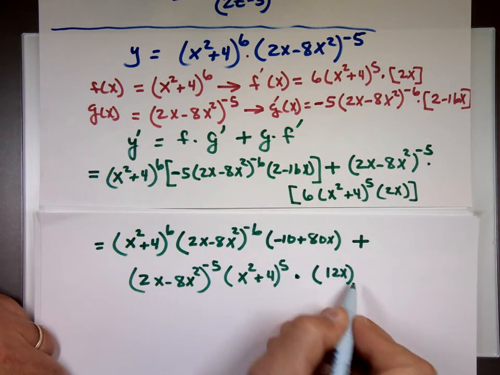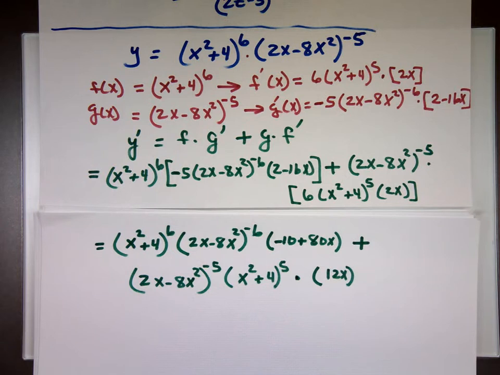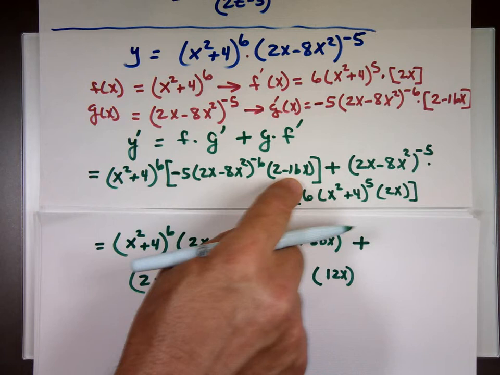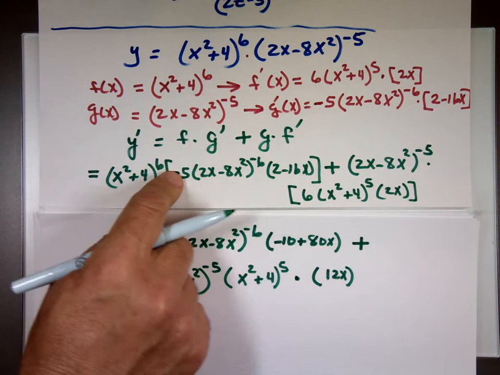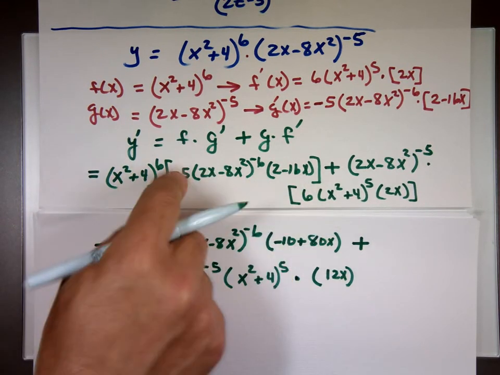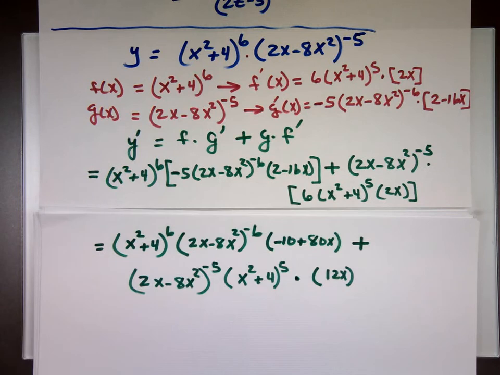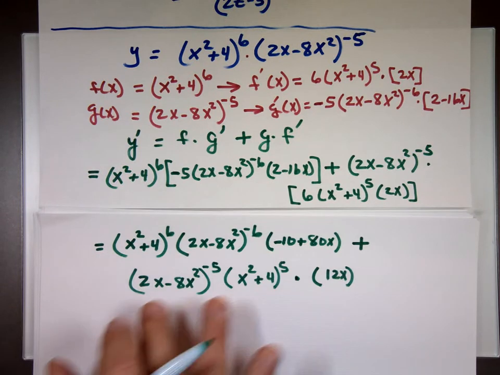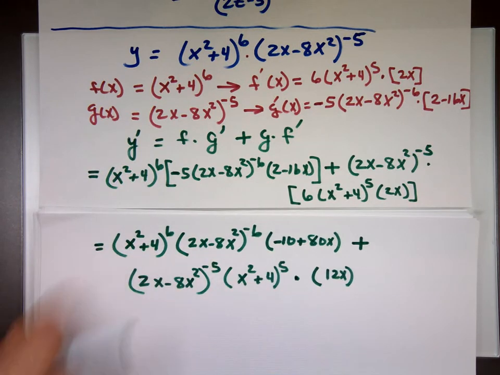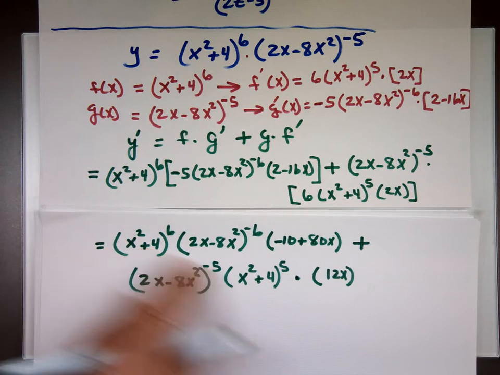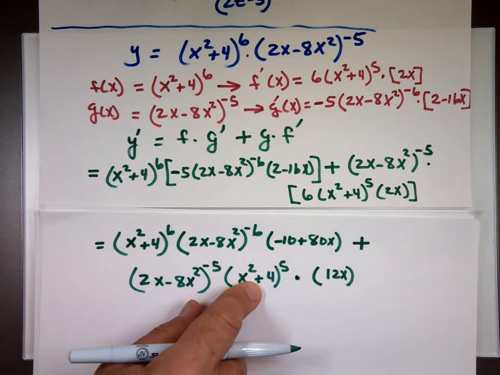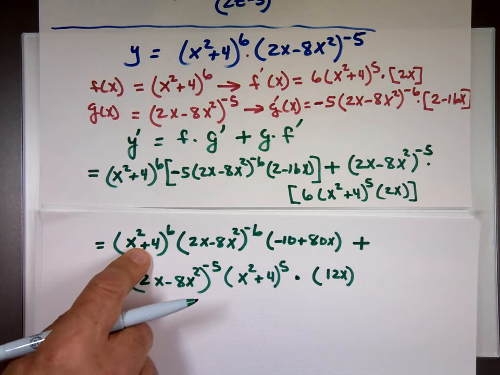Don't you still have to multiply the 2x minus 8x squared by the negative 5? Nope. You have three things. You're multiplying them. This times this or this times that. You don't multiply this times this and this times that. But if you look at both of these, they have something in common. You can factor out x squared plus 4 to the 5th power from both of them. See, this has 6 of them, and this has 5 of them.